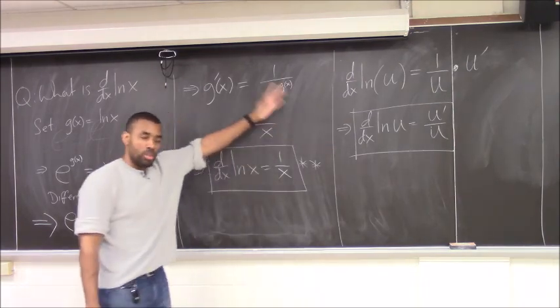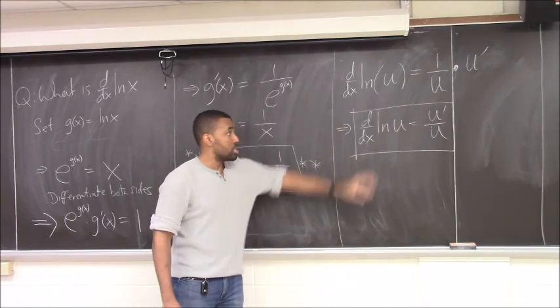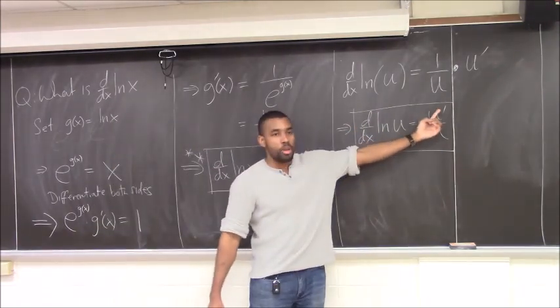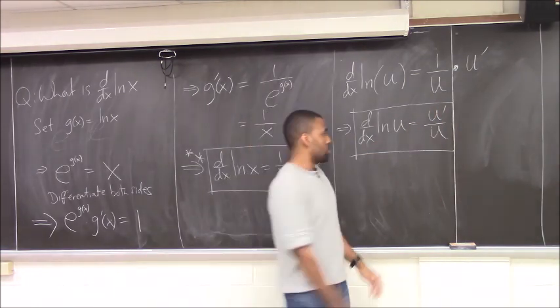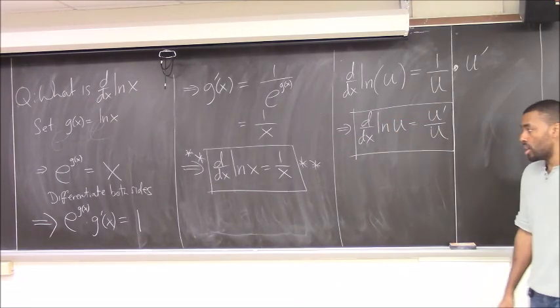If you have to remember one of these, if you don't like memorizing a bunch of formulas, I would memorize this one, because this one actually covers that. If my u were just x, u prime would be 1. And so I would still get that 1 over x. So this rule includes that rule, but it's a lot more general. I can do a lot harder things with it.